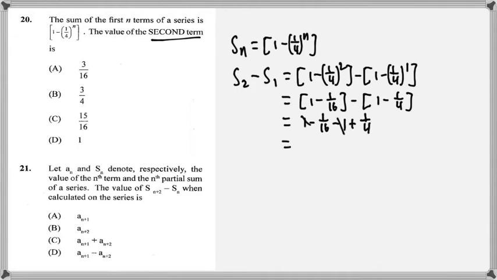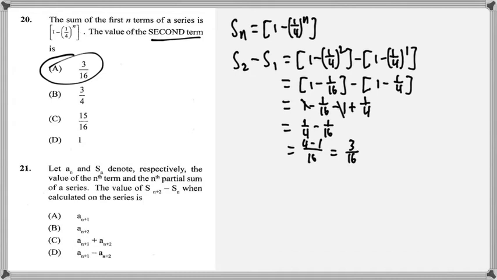The negative 1 and the positive 1 cancel off, and then you're left with a quarter minus 1 over 16. Let me do the LCM: 4 into 16 is 4, and 16 into 16 is 1. Guys, you could do this on a calculator. So in the end, you would get 3 over 16, which is answer A. So that's the solution for question 20. I hope you all understood that one.